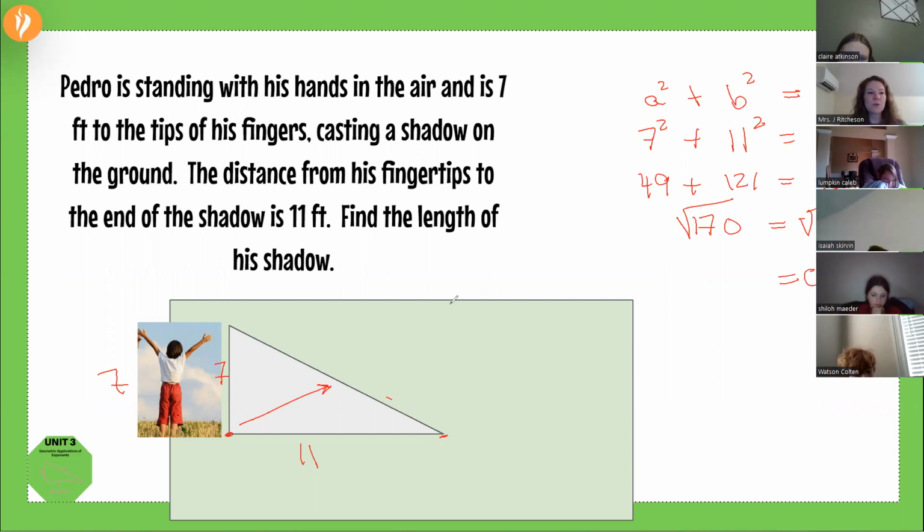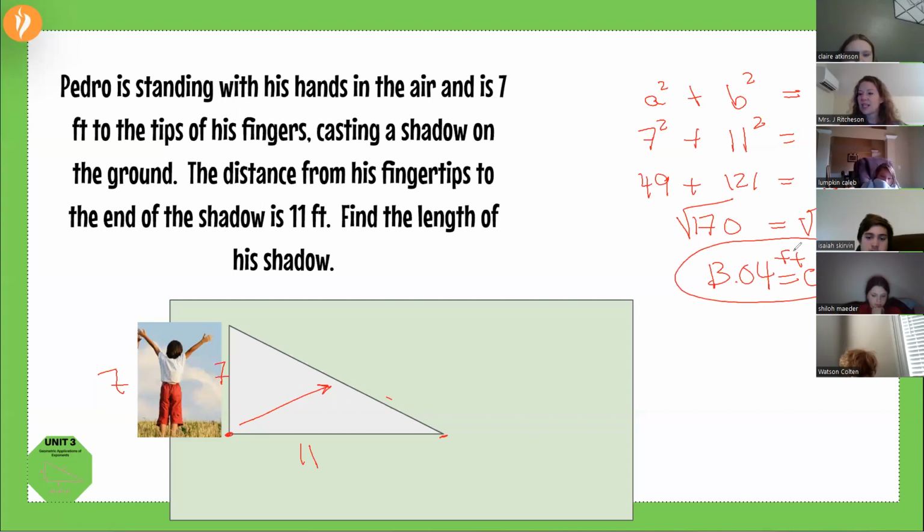So the square root of 170 rounded to the nearest hundredth is about 13.04 feet. 13.04 feet. All right. Any questions?